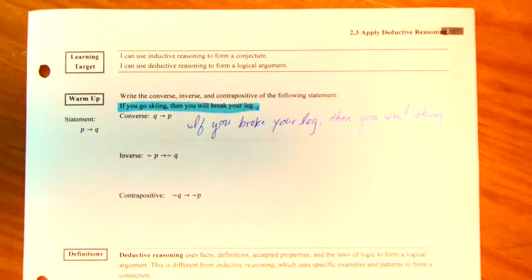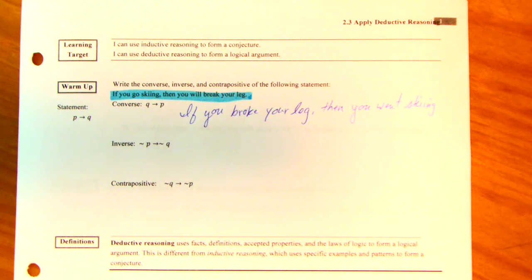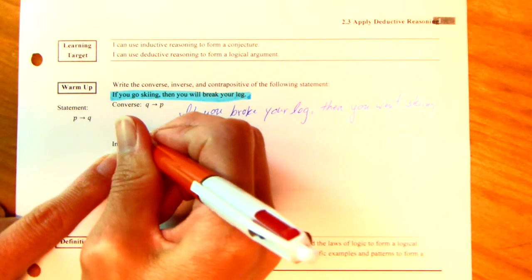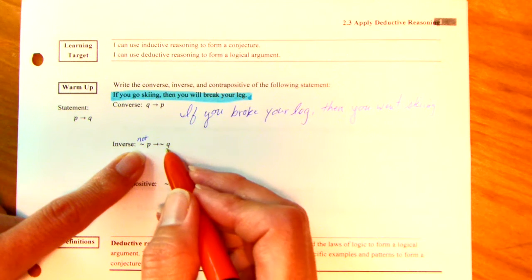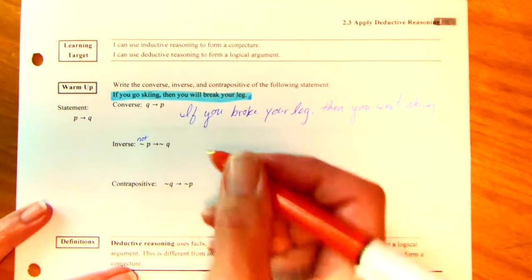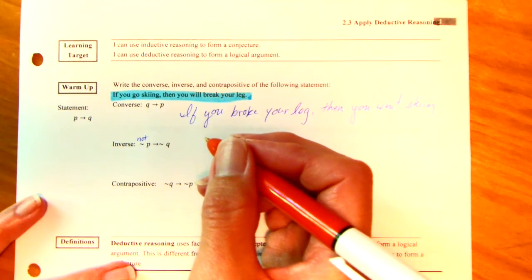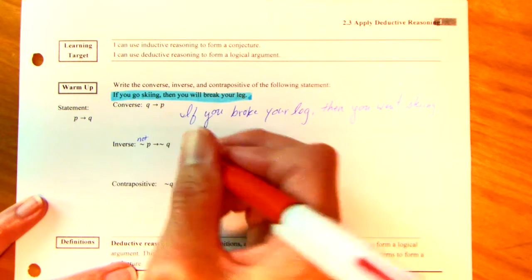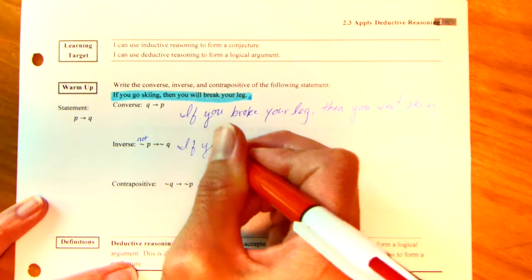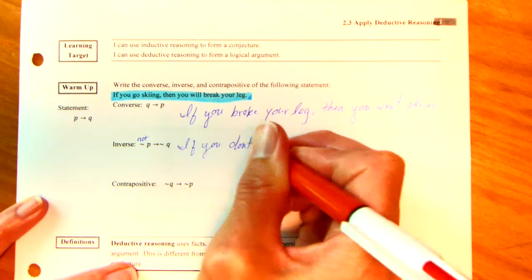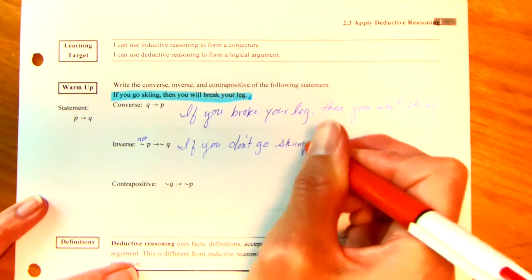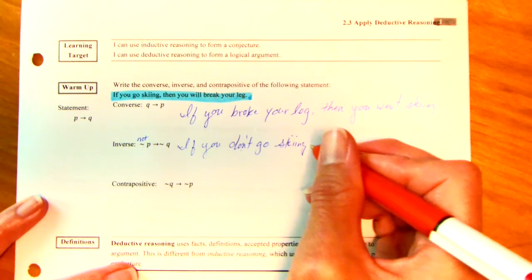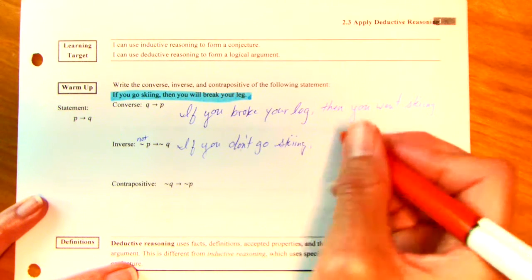It doesn't matter if the statements are true or false. Okay, we're just following through with the definitions here. The inverse, this little tilde means not. So not your hypothesis, not your conclusion. So that's your inverse. So if you don't go skiing, remember that's my hypothesis. Okay, so I wanted to negate that. Then you won't break your leg.